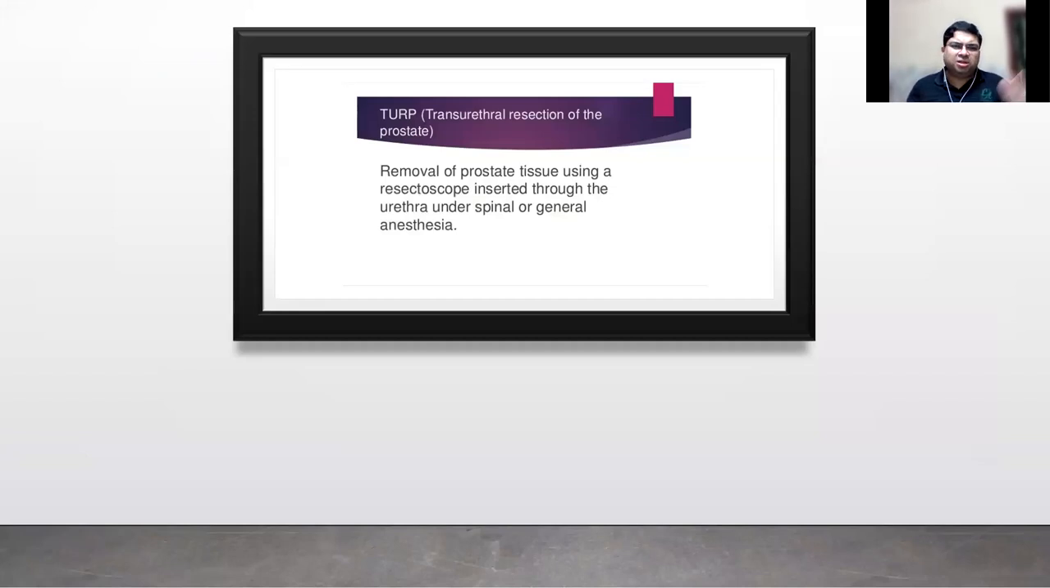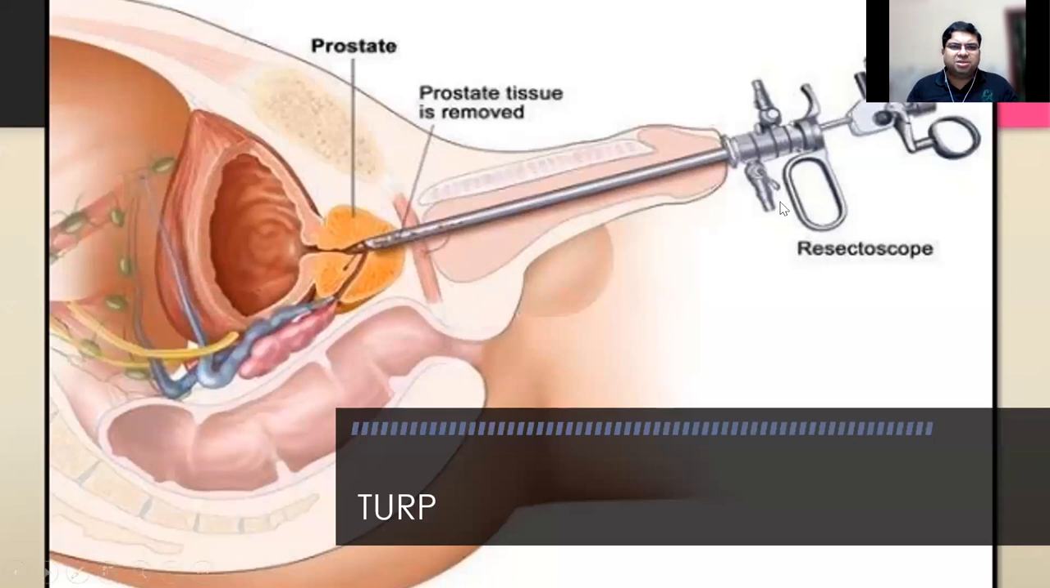What is surgical treatment? The gold standard is TURP. TURP is where you put in a resectoscope and you put in irrigating fluids and you cut, where you use electric current and you cut under visual guidance. You have a telescope over here, you see the TV monitor, and you cut under the irrigation fluid. It's not a dry cut. You cut in the irrigating fluid.